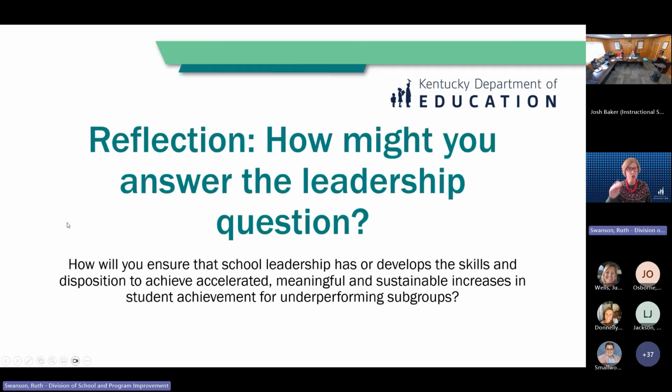So we briefly touched on what the idea of turnaround leadership is. We shared some things that effective leaders do. So take just a minute and think about how you might answer that leadership question. Again, you can jot it down in the chat or just think to yourself, what might you include in your response? And are there certain elements from that standard 10 that really just kind of jumped out at you as, yes, this is an area we're really strong in, or this is an area that we need to build some capacity in?